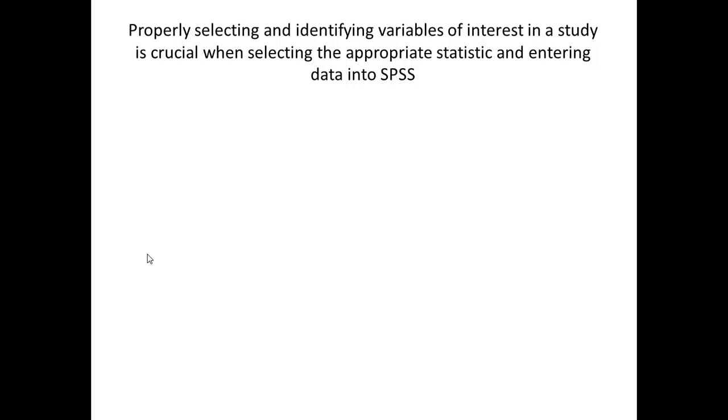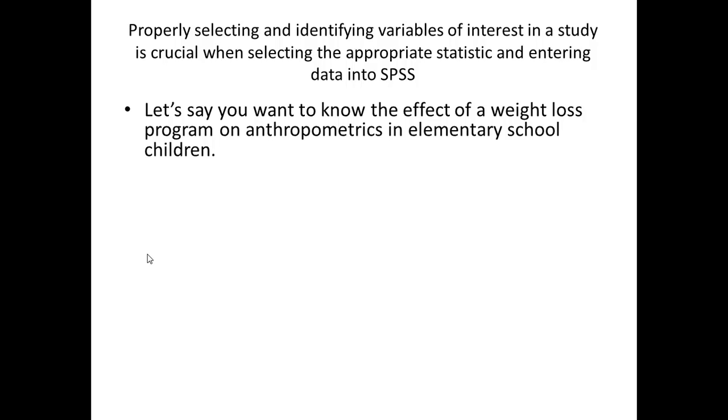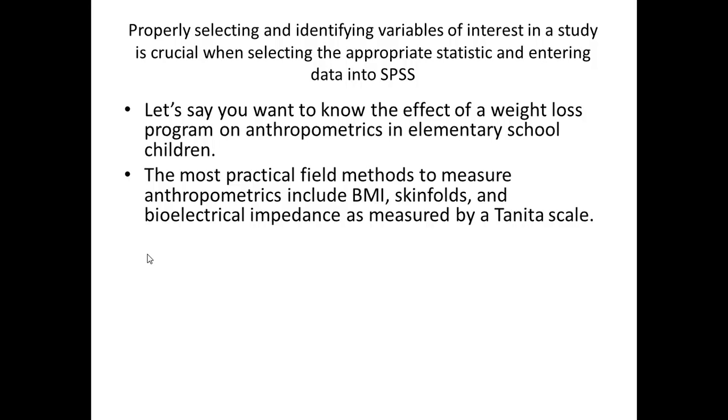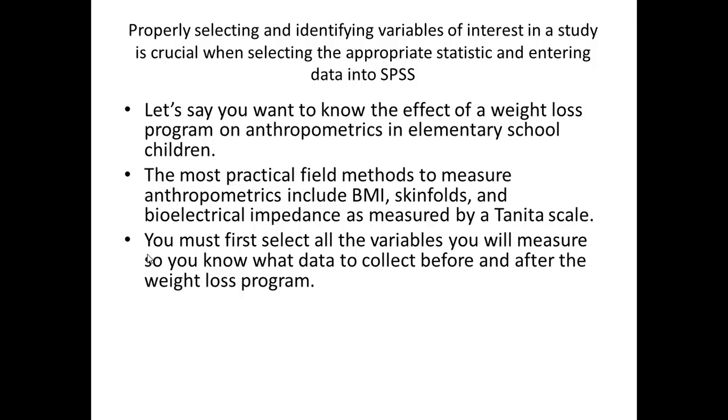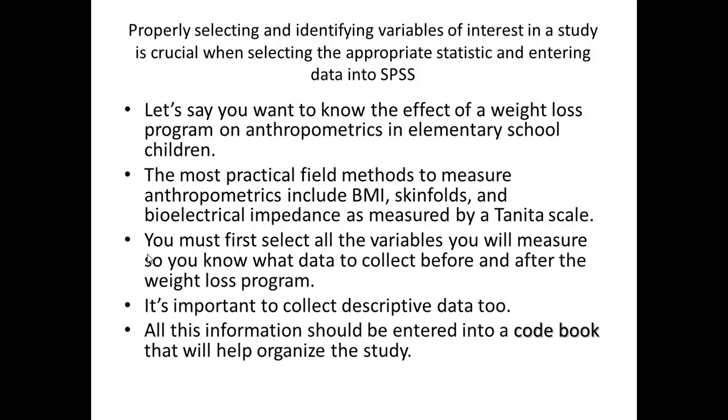Properly selecting and identifying variables of interest in a study is crucial when selecting the appropriate statistic and entering the data into SPSS. Let's say you want to know the effect of a weight loss program on anthropometrics in elementary school children. The most practical field methods to measure anthropometrics include BMI, skin folds, and bioelectrical impedance as measured by a Tanita scale. You must first select all the variables that you'll measure so you'll know what data to collect before and after the weight loss program. It's important to collect descriptive data too. All this information should be entered into a code book. And pay attention to this because you'll conduct a code book in a later activity in this course.